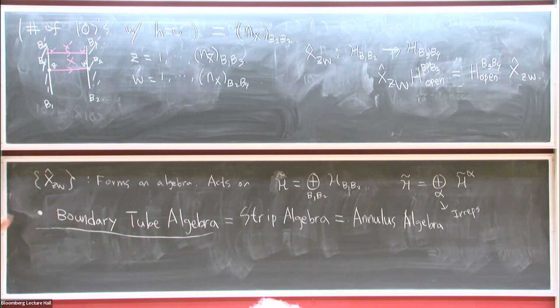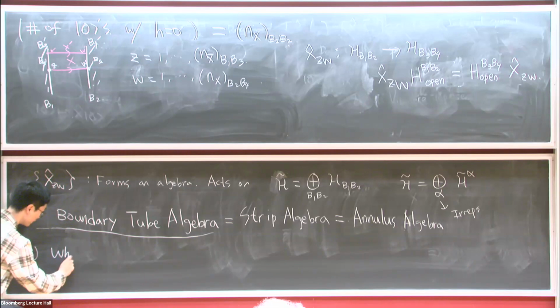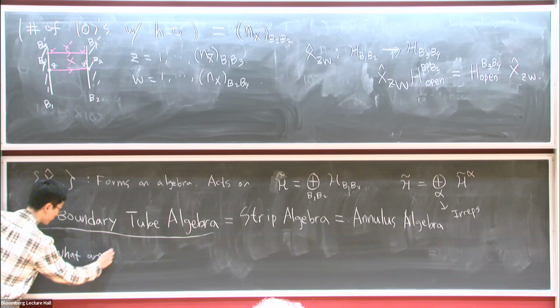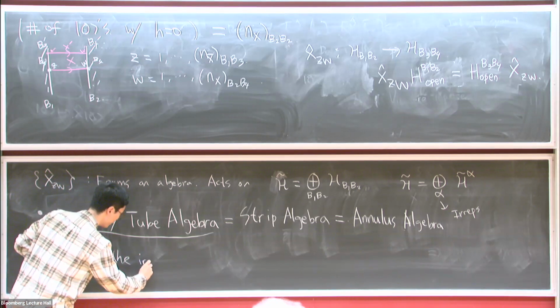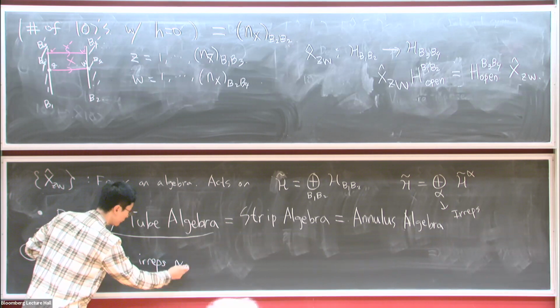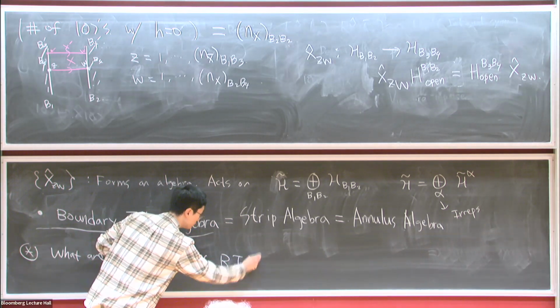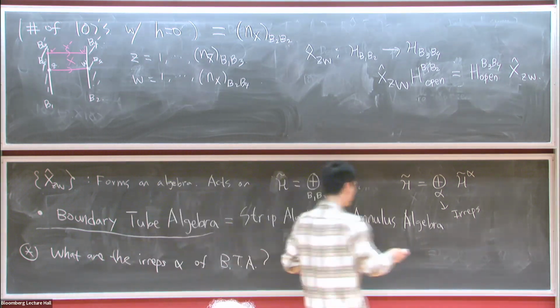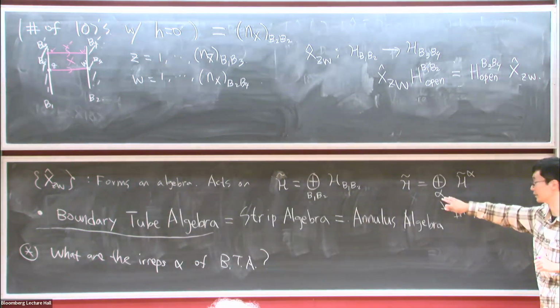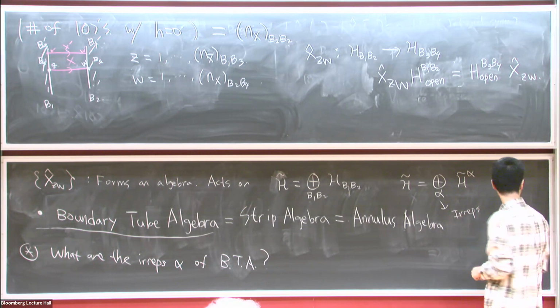So the question we want to ask is, this is like an academic question at this point, but there will be some applications. We want to understand what are these irreps of this boundary tube algebra. So we want to have some physical understanding of what these representations are.